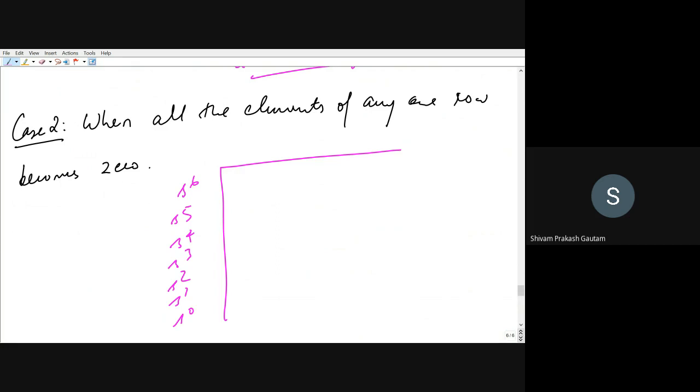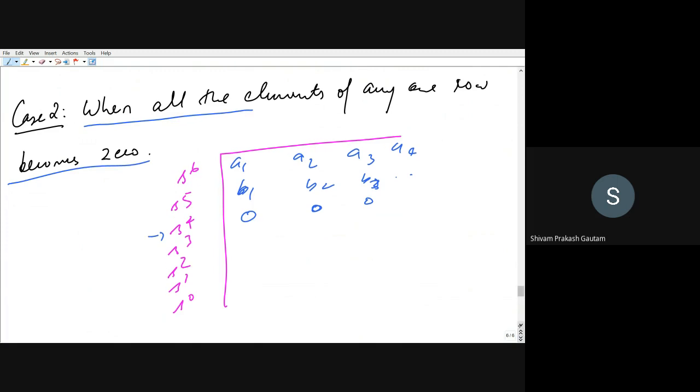And the terms we are having here is A1, A2, A3, A4, B1, B2, B3, so on. And after solving this, the s to the power 4 row is coming out to be 0, 0, 0, 0. That means all the terms of that row have become 0. So this is the special case of the second case, right? When all the elements of any one row become 0. Under such condition, how we can proceed, we will be seeing shortly, right?